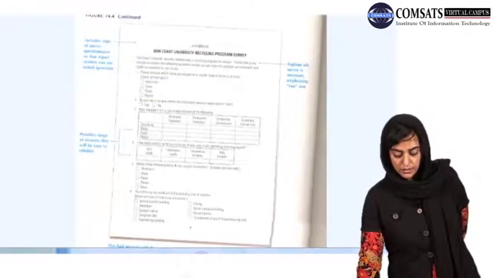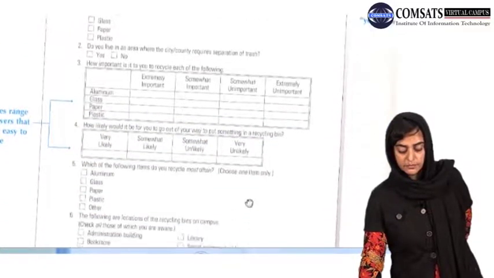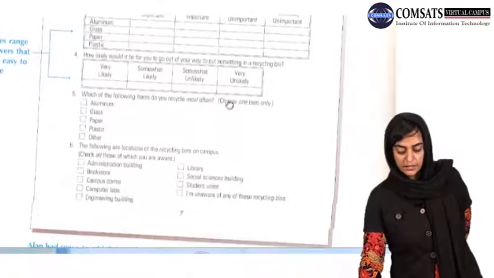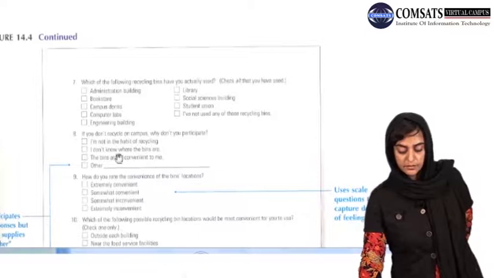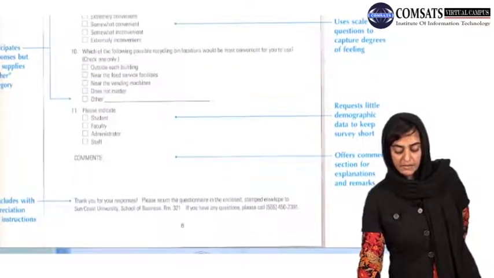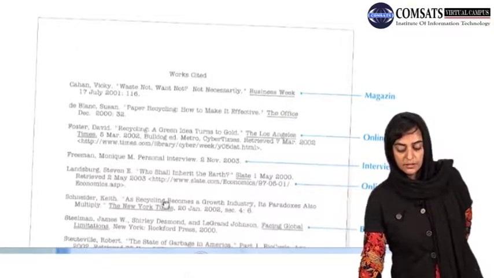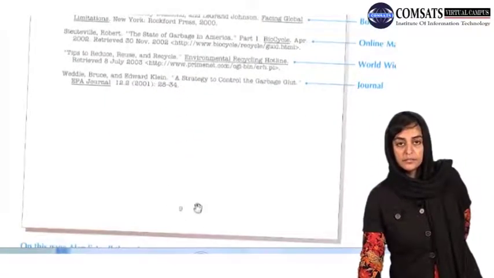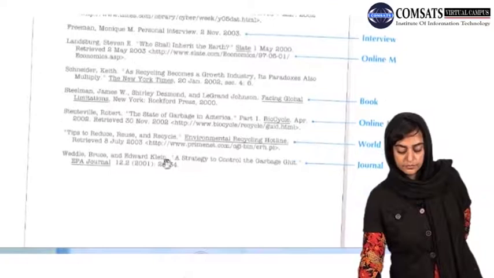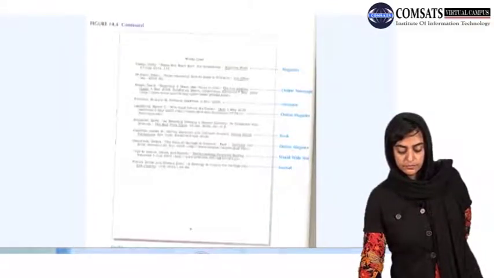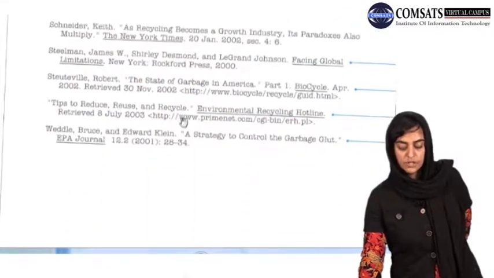This, dear students, is page number 7. Appendix. Page number 7. Yes. And then on page number 8 we are having again the appendix, continued, the remaining portion of the appendix. And after that, dear students, on page number 9 we are having the works cited, the references. Have a look again, the works cited, page number 9.